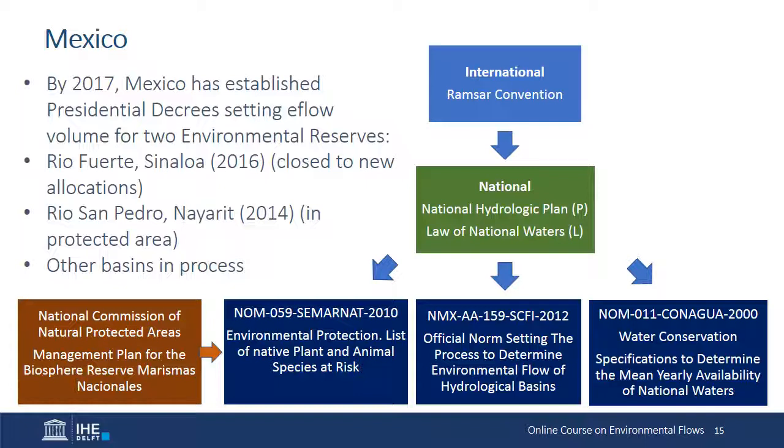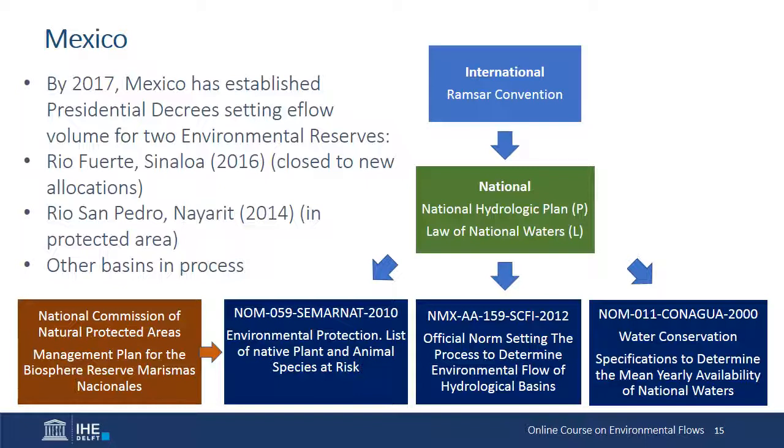In Mexico, there are 2 presidential decrees setting environmental flows for 2 environmental reserves. Rio Fuerte in the state of Sinaloa, northwest Mexico, was closed to new allocations to allow its recovery. Rio San Pedro, in the state of Nayarit, also Northwest Mexico, is within the protected area Marismas Nacionales, a biosphere reserve.